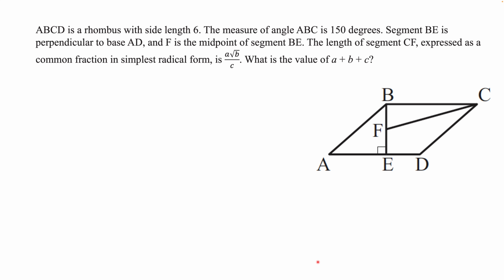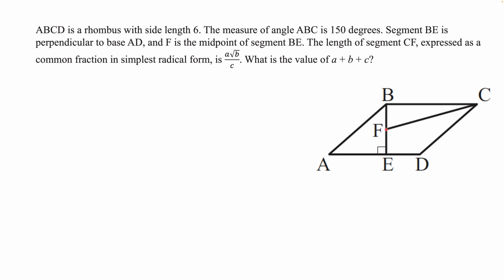ABCD is a rhombus with side length 6. The measure of angle ABC is 150 degrees. This is the angle ABC. Segment BE is perpendicular to base AD, and F is the midpoint of segment BE.